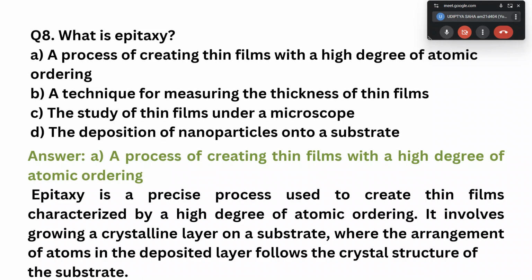So they are used in semiconductor manufacturing, enabling creation of high performance devices with controlled electrical and optical properties. The process finds applications in ICs, optoelectronics, and other advanced technologies where material quality and precise atomic arrangements are critical for optimal device functionality. So where the quality and precise ordering of atoms are important, there you will find the application of epitaxy.